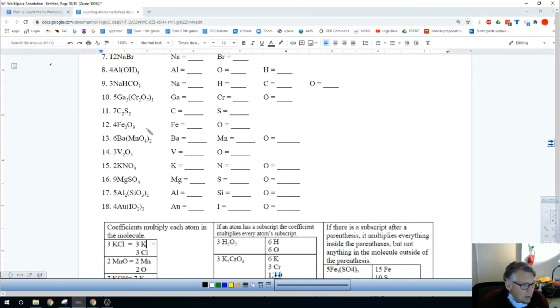So we're now on 4 Fe2O3. So 2 Fe's times 4 is 8. And then we have 3 oxygens times 4 is 12. Ooh, this one looks fun.